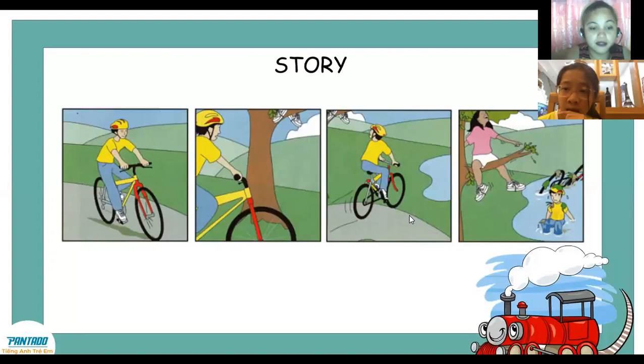Okay, wait a minute. I will just close this one. Okay, so we can say that Peter is in a dirty water. Now, do you think he is happy or is he sad? Sad. Okay, why do you say that he's sad? Because he's not happy. Of course. When Peter is not happy, he is sad. Okay, very good, Laura.